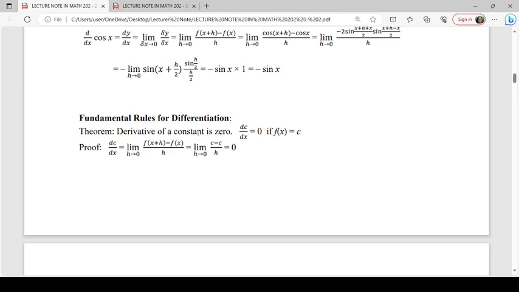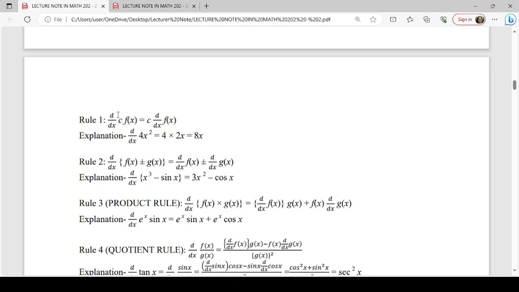Then some rules are there. Derivative of a constant is 0. So constant means it is always the same value. So whatever increment we are giving, f of x plus h increment, that value is always c. That is why it is a constant function. So it is c minus c. So d/dx of the constant is 0.